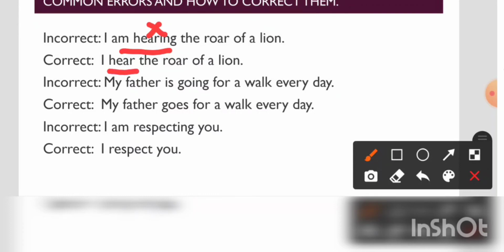My father is going for a walk every day. Is going. This is the habitual action and the habitual action is expressed through present simple tense. So goes is correct, not is going. I am respecting you. I respect you. So I respect you is correct. I am respecting you is wrong.